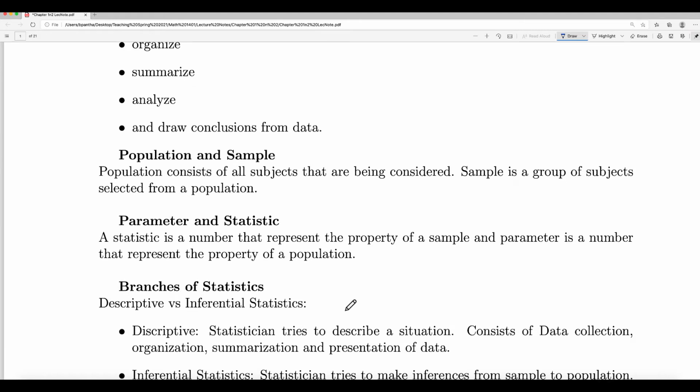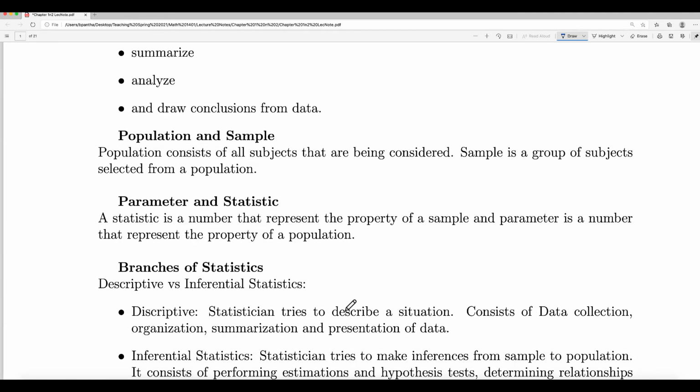So what is the difference between population and sample? Population consists of all subjects that are being considered. A sample is a group of subjects selected from the population. For example, let us say that you want to know the average age of the people that were sick from COVID-19 in the United States. If you want to know that, you will have to go through each of the sick persons and then record the age, right? Which will take a lot of time and money.